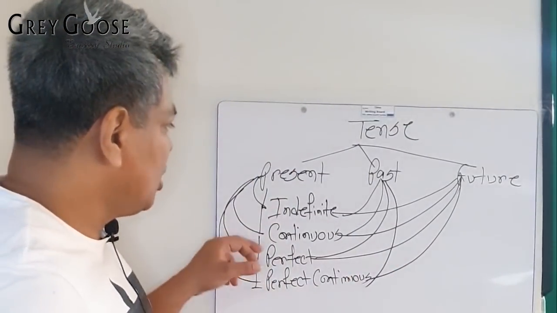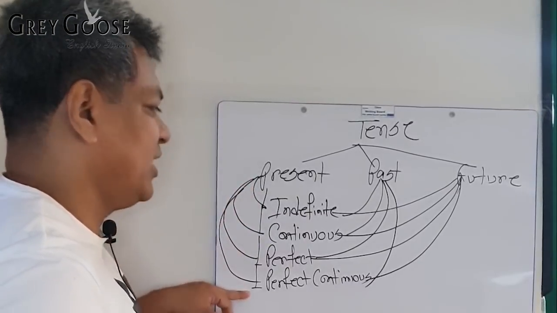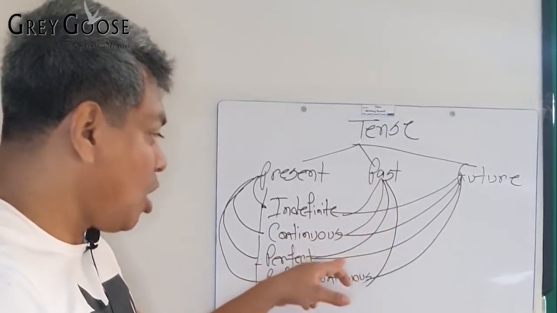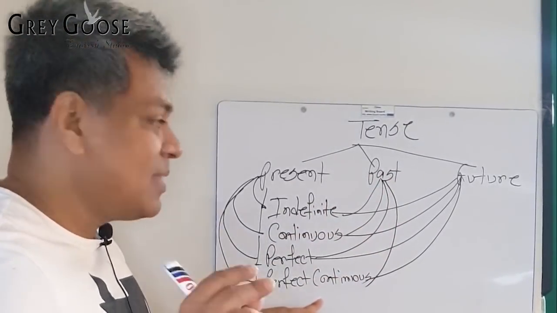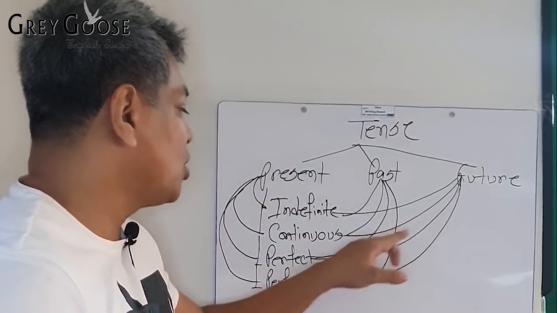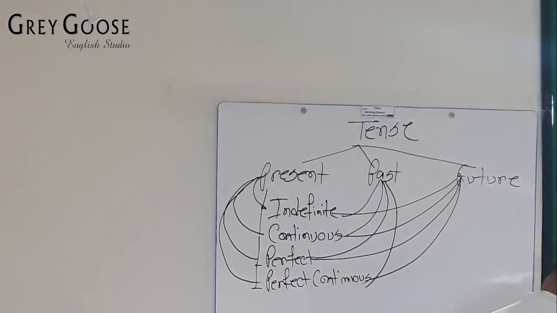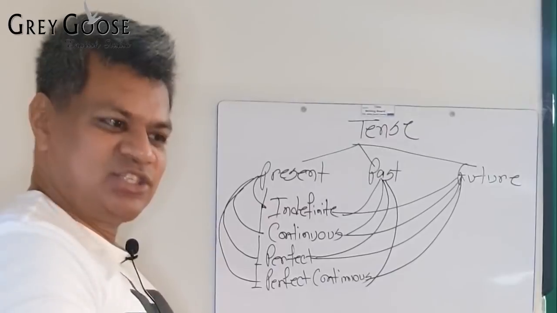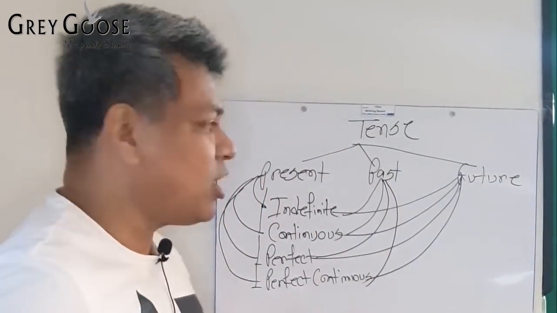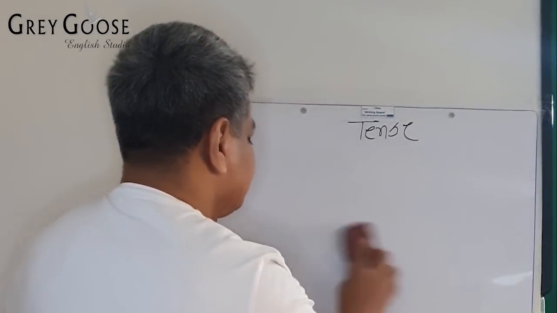Then see, so it becomes present indefinite, present continuous, present perfect, present perfect continuous, past indefinite, past continuous, past perfect, past perfect continuous. Then future indefinite, future continuous, future perfect, future perfect continuous. Okay, now what I would do, because I've got a small board and couldn't manage the big one, very sorry about that, I have to rub it off. We are doing tense, bear with me.